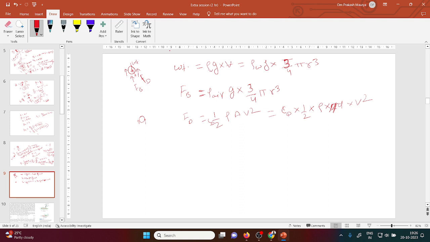You are telling correct. So let me write again. CD into half into rho into area. Area is how much? Pi r square.